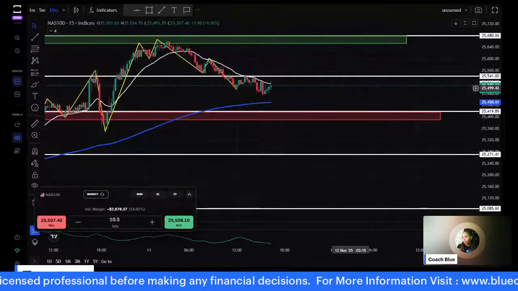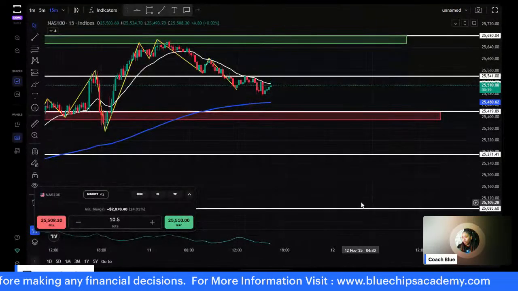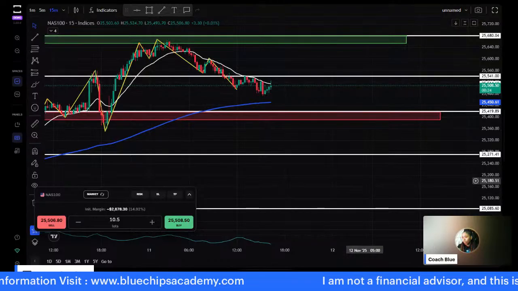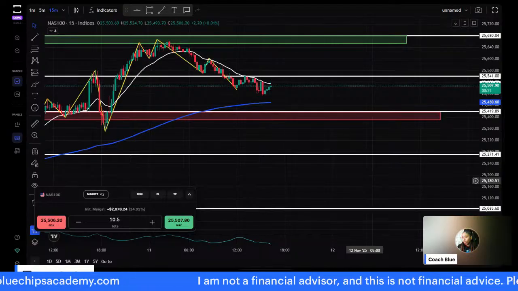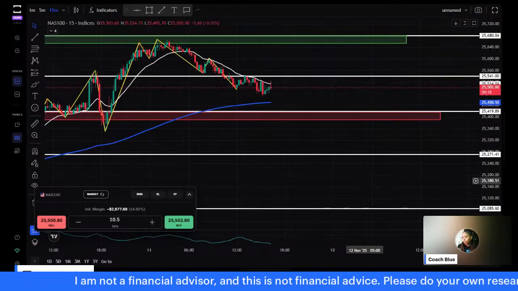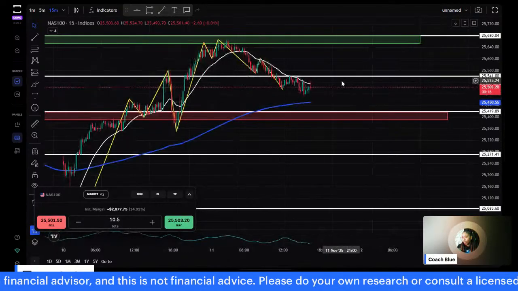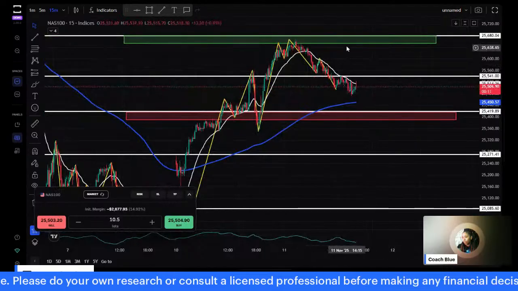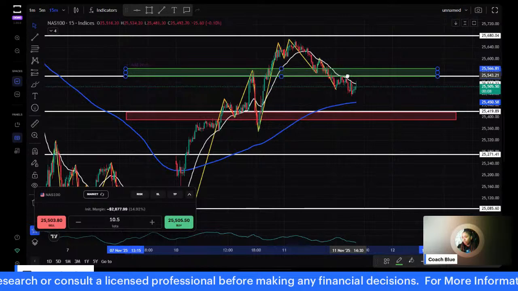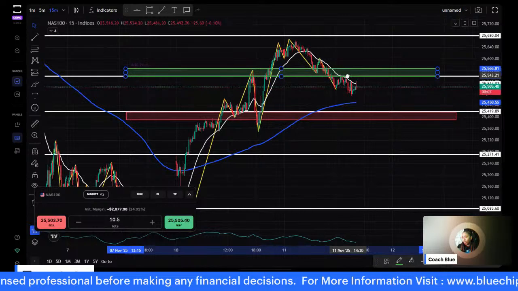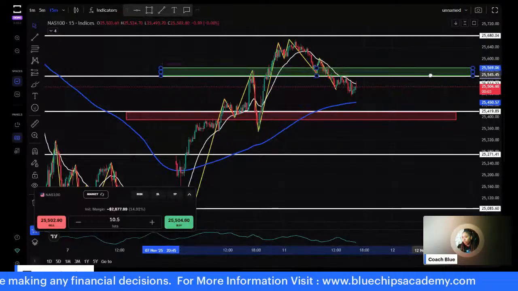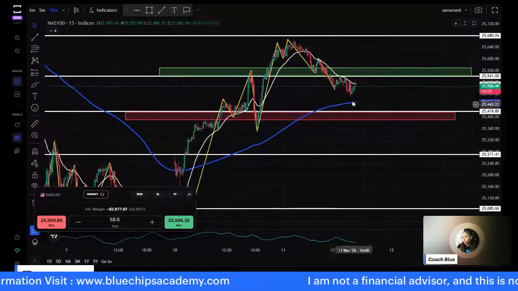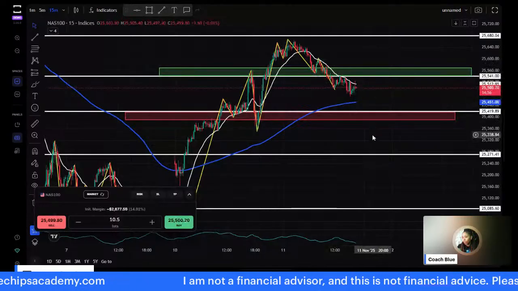All right, 30 seconds. If we get a strong buy, I'm actually going to move, because price moved down here, I'm going to move my buy zone down to 25,430. So if we get a buy here, this would be a really good buy because it's finding support off the 100. Let's see what happens.